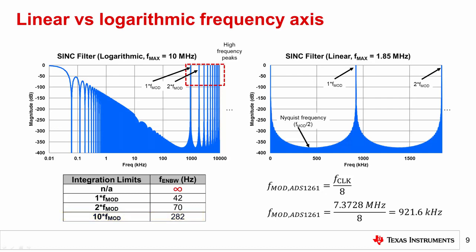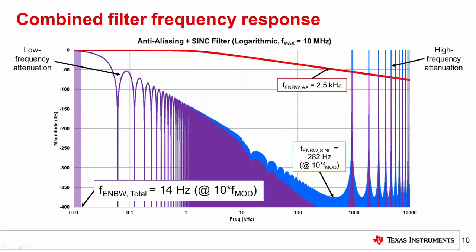However, recall that the system in this example has an anti-aliasing filter that will limit the noise power seen by the sinc filter, and since both plots now use a logarithmic frequency axis and are specified in dB, you can add them together point by point to realize the combined response. Shown on this plot are the frequency responses and individual noise bandwidths for the anti-aliasing filter in red, the sinc filter in blue, and the combined response in purple.